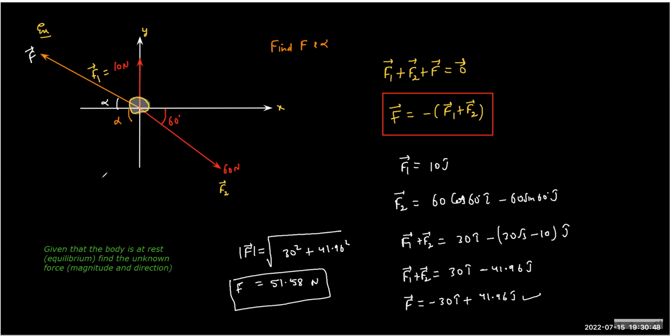So what is the alpha value in the third quadrant? Can we find the alpha? You can find the alpha by taking the ratio, in terms of 41.96 upon 30. This turns out to be 1.398, which is roughly 1.4. So alpha turns out to be tan inverse of 1.4.